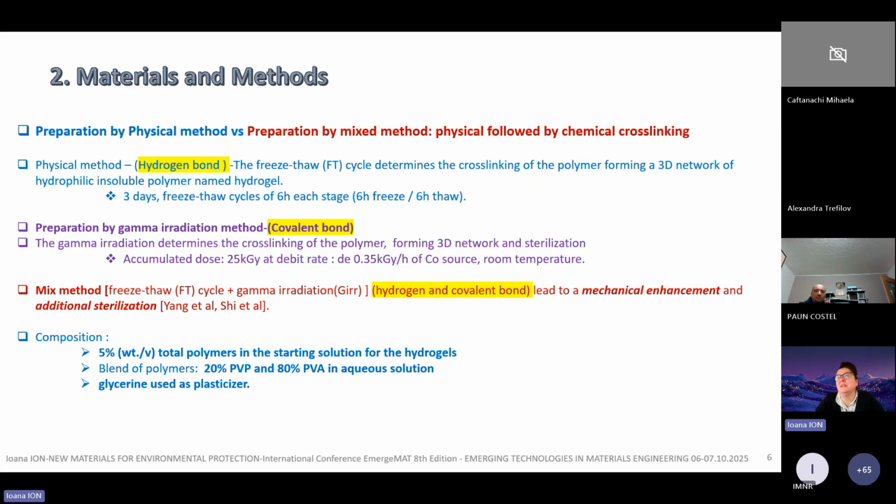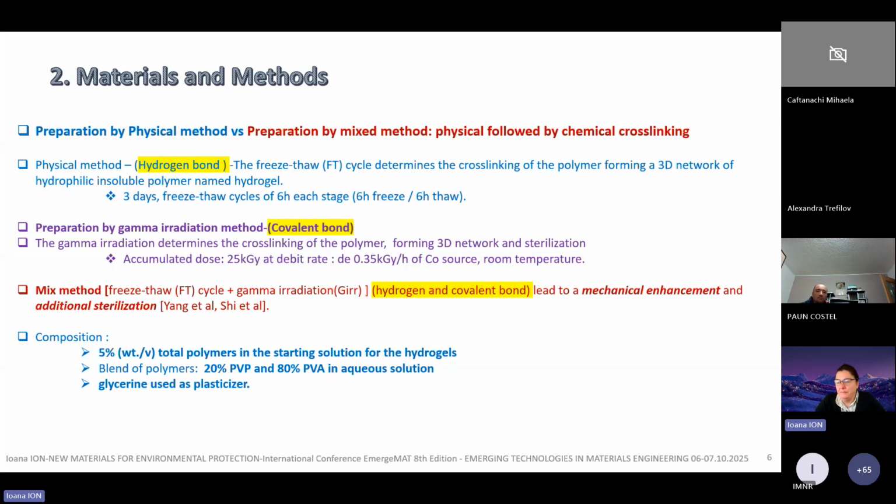The principle of the physical method is that the cross-linking is made by hydrogen bond. In comparison, the preparation using gamma irradiation method gives a covalent bond. The mixed method has the properties from both methods, having hydrogen bond and covalent bond, and supplementary from the gamma irradiation method. This complex method, mixed method, brings additional sterilization of the final product.